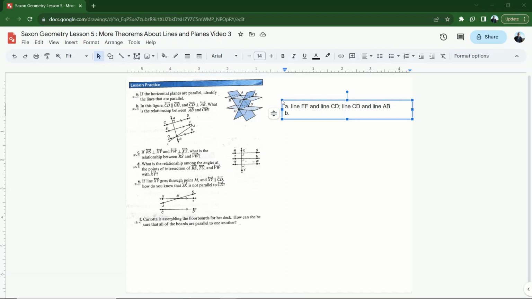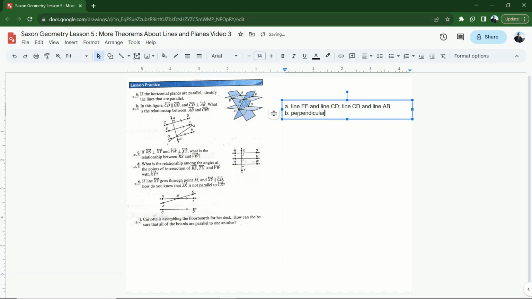Let me just double check. Theorem 5.3. Here I have a plane with all these figures in it that exist in the same plane. If a line is perpendicular to one of two parallel lines, here I have AB is perpendicular to CD, and CD is parallel to GH. And if that first line that I mentioned, AB, is perpendicular to one parallel line, then it has to be perpendicular to the other parallel line, GH. So that's how I know it's perpendicular.